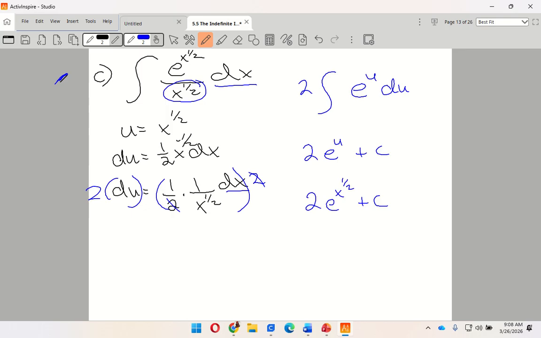All right, that's it. Is that a proper answer? Like 2e to the x to the 1/2 plus c? Yeah. Should I put a little box around it? No. I didn't know you could have an exponent to an exponent. Yeah, the final answer.